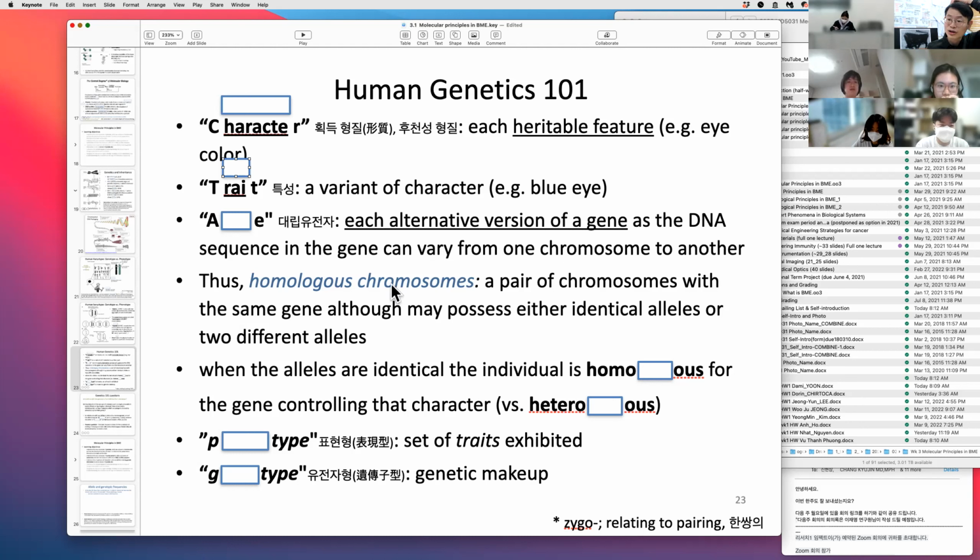It's called... It's okay if you don't know. Say no, I don't know. Excuse me. Exactly. That's called an allele, right? Yes. Thus, homologous chromosomes are a pair of chromosomes with the same genes, although they may possess either identical alleles or 2 different alleles. So that's a homologous chromosome. When the alleles are the same, identical, that individual for the gene is called homo.